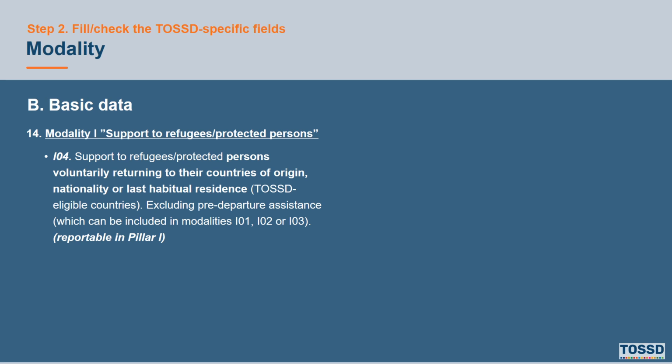Providers can report support to refugees and protected persons voluntarily returning to their countries of origin, nationality, or last habitual residence if it is a TOSSD-eligible country. Pre-departure assistance is excluded here, as support to pre-departure assistance can be included in modalities I01, I02, or I03. This support is reportable in Pillar 1.